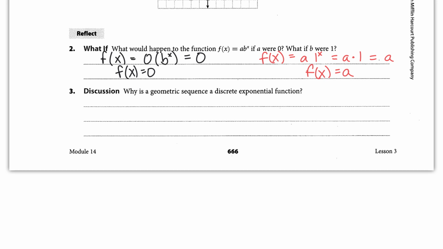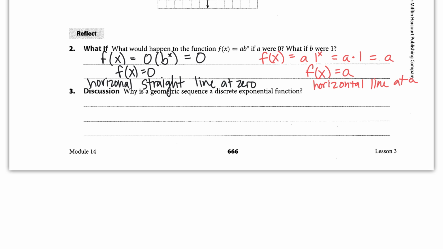So this would be a straight line, a horizontal straight line at 0. And then this one would be a horizontal line at a. So if a was 5, it would be a horizontal line at 5. If a was -10, it would be a horizontal line at -10. Neither of those are considered exponential functions. They are both linear functions.